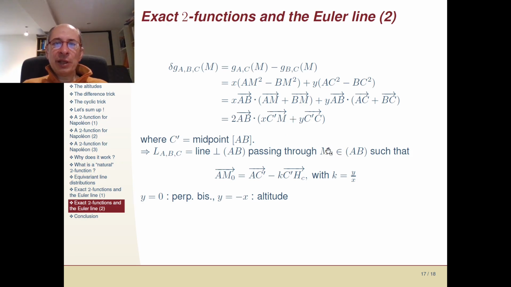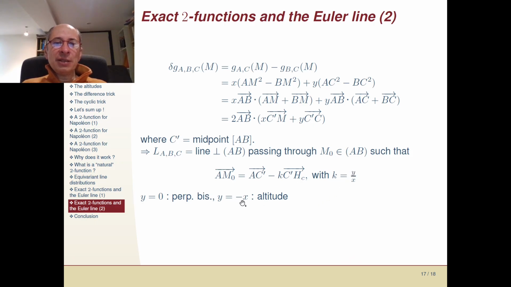And you can work this point M0 out easily, and you find, using Chasles relations, that AM0 is equal to AC prime minus K C prime HC, where I called K the only parameter which enters this thing, which is y over x, and I called HC the orthogonal projection of the vertex C on the line AB. So let's consider some examples. If y equals 0, so k equals 0, we see that M0 is C prime, so that LABC is the line perpendicular to AB passing through the midpoint of AB, and that is the perpendicular bisector.